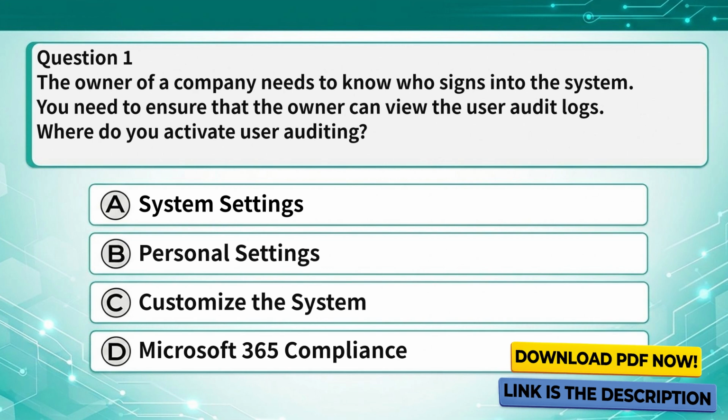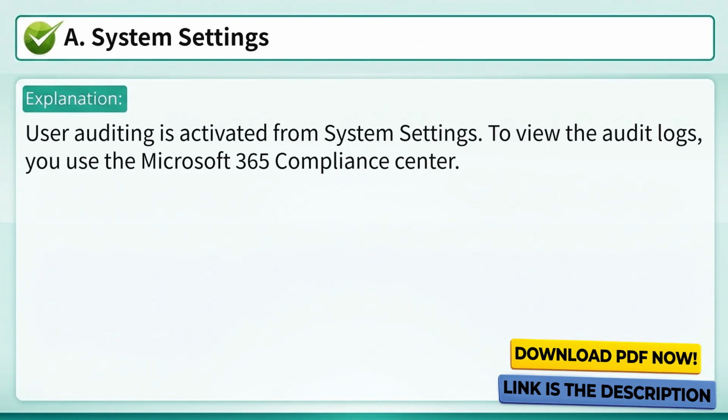Question 1. The owner of a company needs to know who signs into the system. You need to ensure that the owner can view the user audit logs. Where do you activate user auditing? A. System settings. B. Personal settings. C. Customize the system. D. Microsoft 365 compliance. Correct answer: A. System settings. Explanation: User auditing is activated from system settings. To view the audit logs, you use the Microsoft 365 Compliance Center.